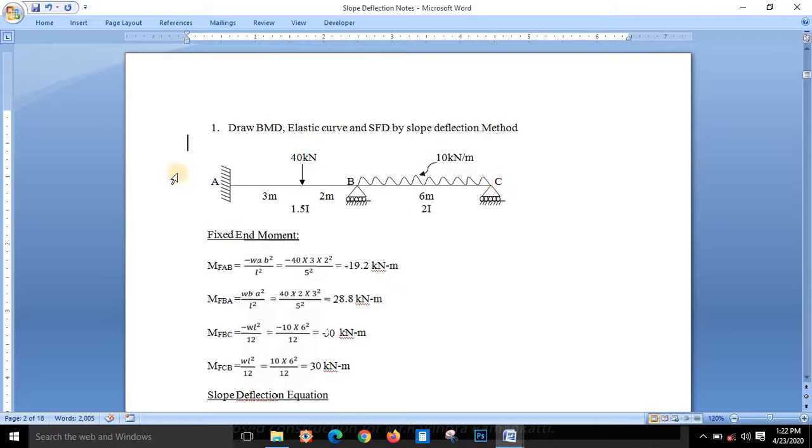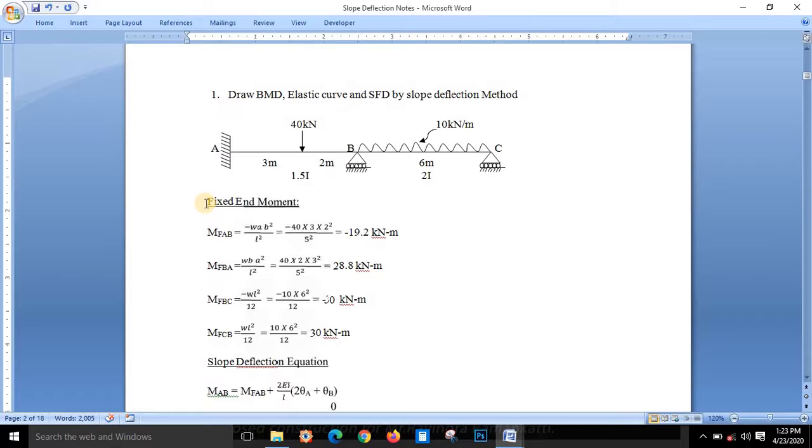So this is the beam which we have taken as an example. You can see it has two spans, AB and BC. AB has 1.5I, BC has 2I. The first step is very similar to the one we solved previously. The first step is to calculate the fixed end moments. So the fixed end moment MFAB is equal to minus W A B square divided by L square.